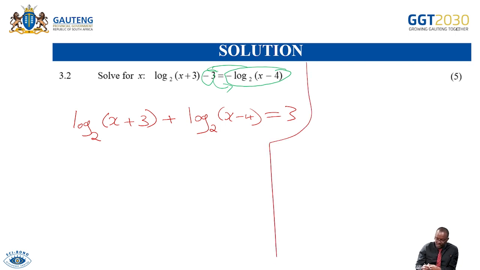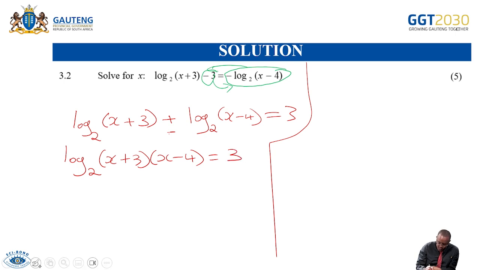How do we then work with it? We're going to have log base 2. Remember, addition goes hand in hand with multiplication. Then to remove that log, this 2 will be the base, and the base will be the exponent. It means we're going to have x plus 3 times x minus 4 is equal to 2 to the power of 3.